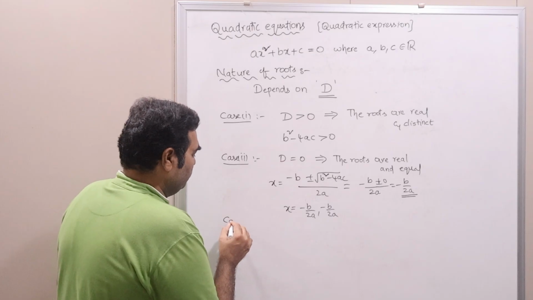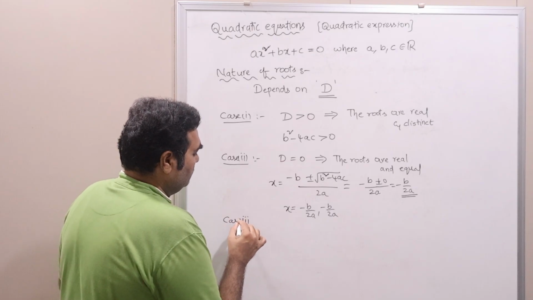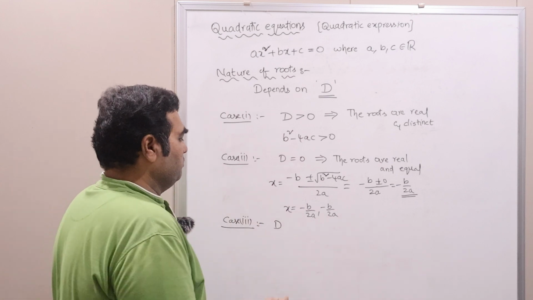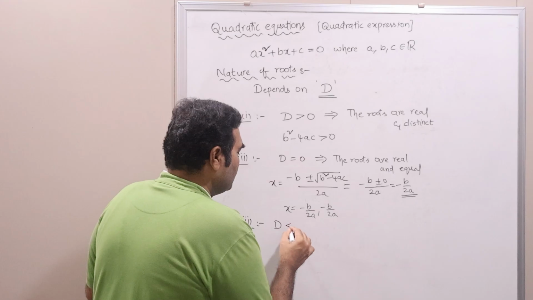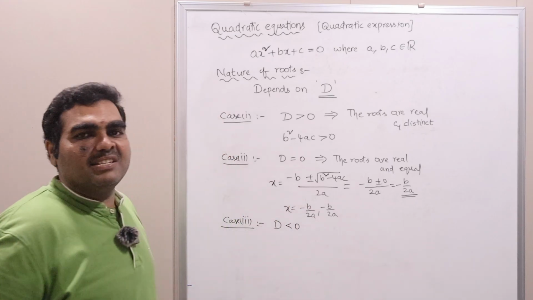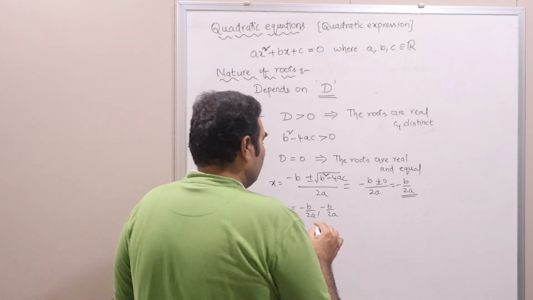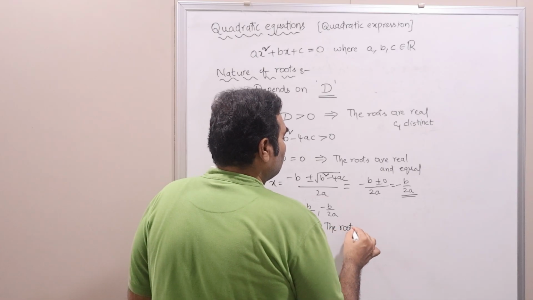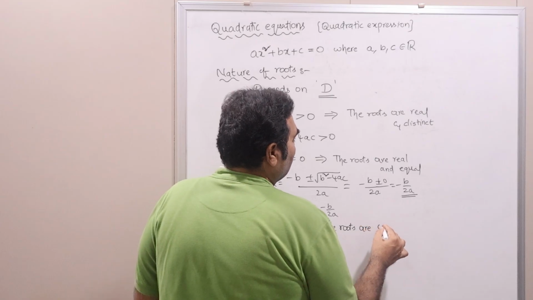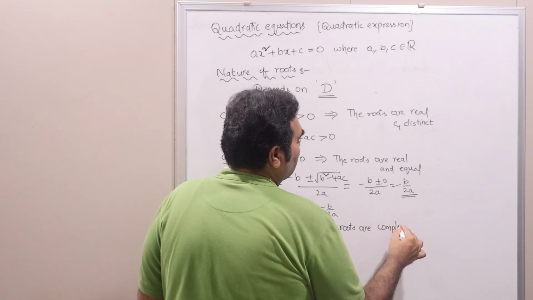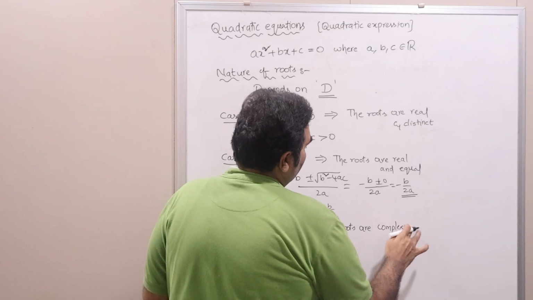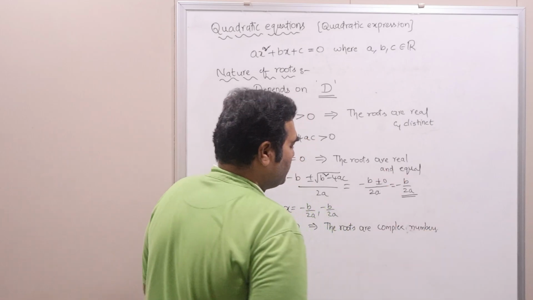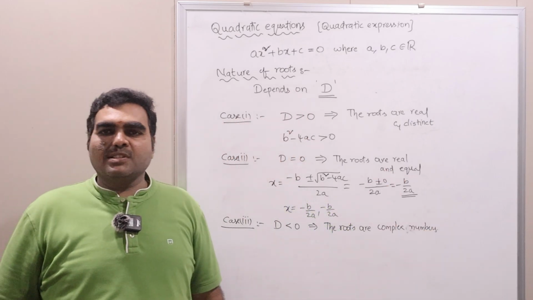Now case 3. D is less than 0. That means that D is negative. If D is negative, it implies that the roots are complex numbers. For the time being, I am avoiding that. Conjugates. They are complex conjugates, obviously, right?